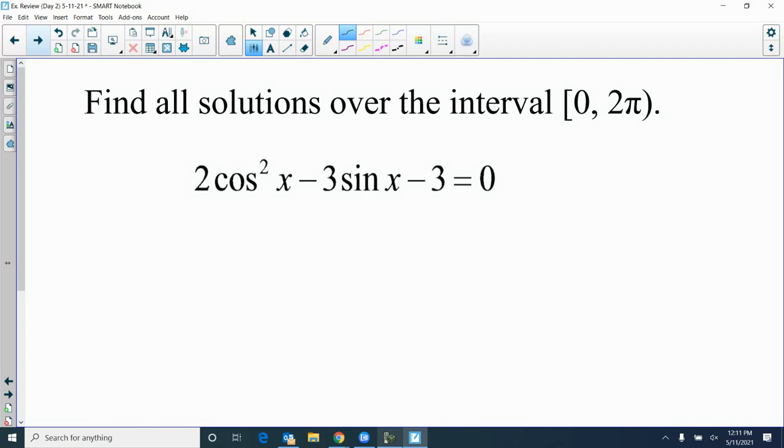Problem is you have cosine and we got sine. And we got to fix that. It's either got to be all, for this case, either all cosines or all sines.